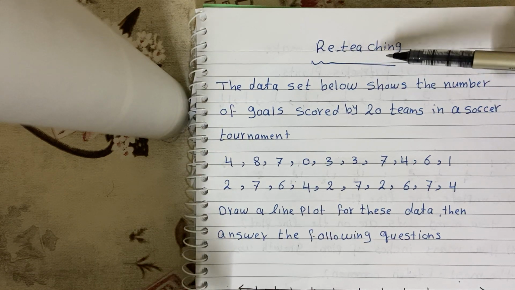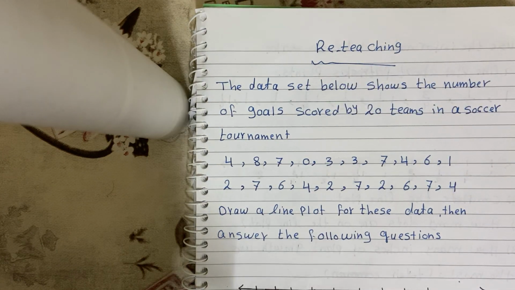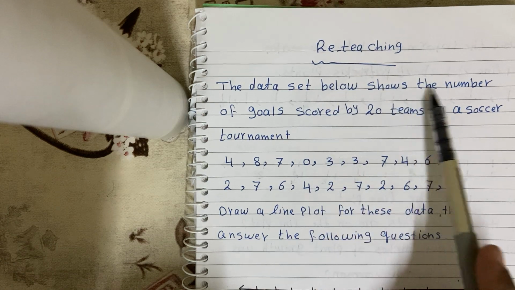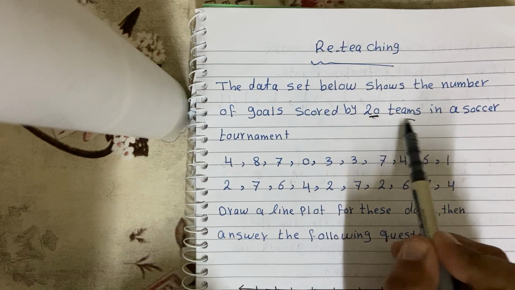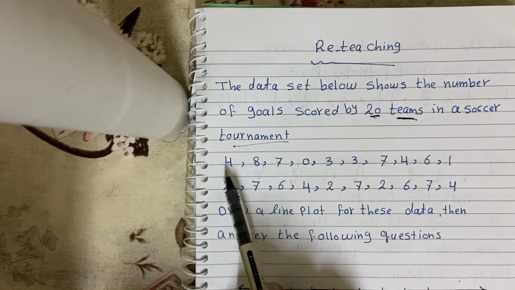Our lesson today is reteaching about what we studied before. Let's start the first exercise. The data set below shows the number of goals scored by 20 teams in a soccer tournament. This is the data.